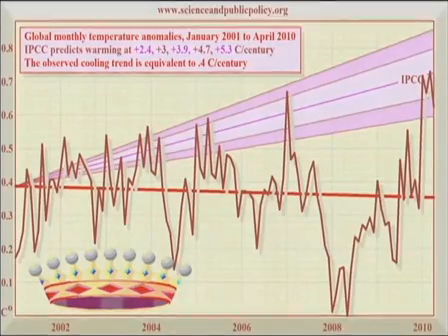Because his graph was confined to land data, where because of the urban heat island effect and other influences, there has been a slight rise in temperature over the period, and this is global, including the oceans, where there has been a slight decline.